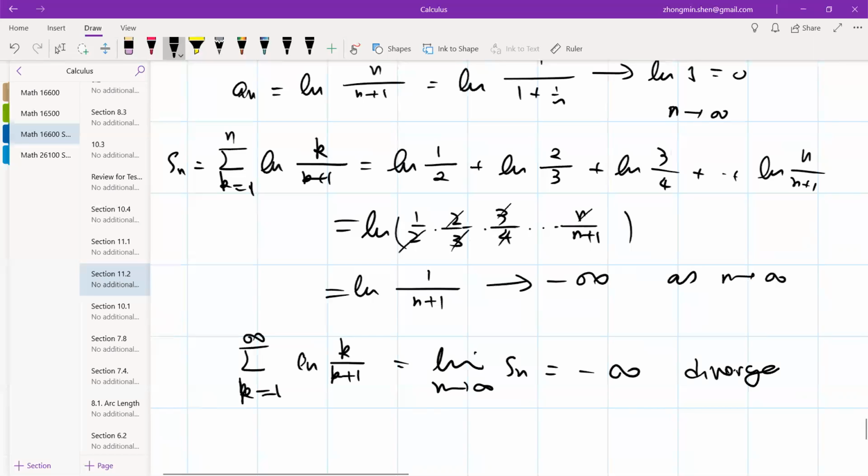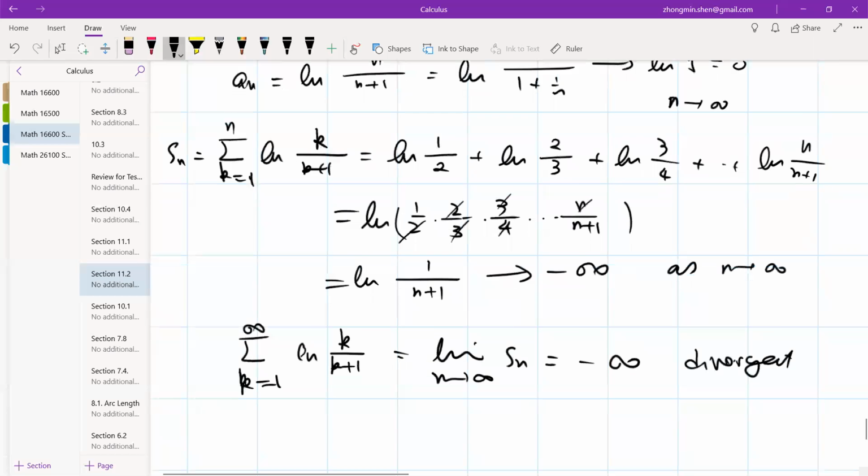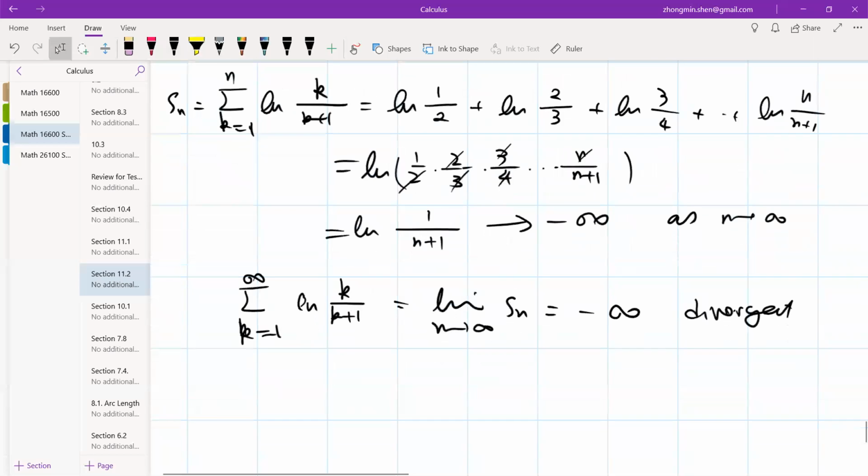Sometimes, in the generalized sense, it has a limit. The limit is negative infinity. Sometimes it does not have a limit. It alternates, and the limit does not exist. But here, in the generalized sense, the limit still exists, but it's just negative infinity. But we can say this is divergent.